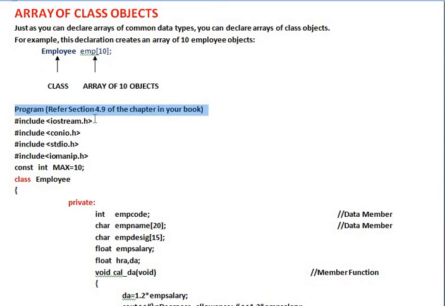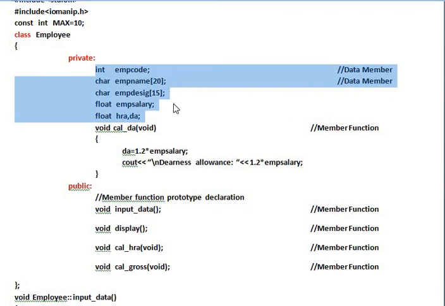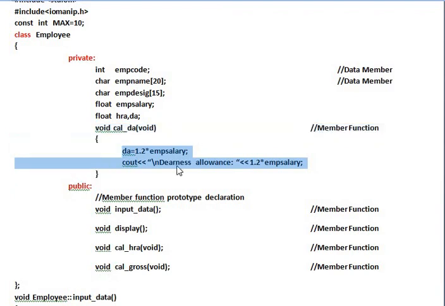Now refer to this section 4.9 of the chapter in your book. There is a program. I am going to explain that program out here now. So here we have a class by the name employee. These are the private data members. This cal_da is the private member function. Its implementation part is also visible.